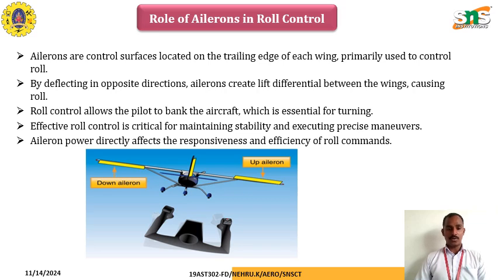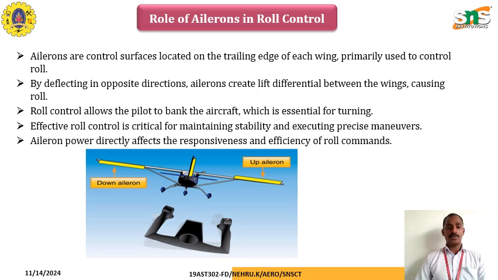Ailerons are control surfaces located on the trailing edge of each wing of the airplane, primarily used to control the rolling moment. By deflecting in opposite directions, ailerons can create a lift difference between wings, which causes the rolling moment. The roll control allows the pilot to bank the aircraft, which is essential for turning.